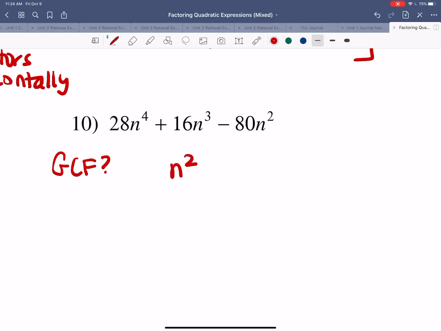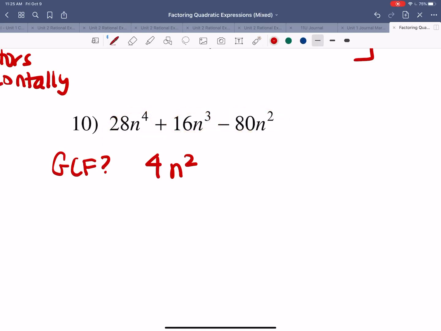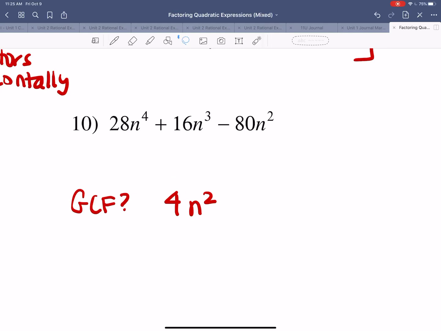The greatest common factor is n squared, and I also need a coefficient. It's going to be a value of not 2 but 4, because that's the highest. How do I know that? They're all even numbers, but they're also all divisible by 4. When we have a GCF, you're going to divide all 3 terms by 4n squared.